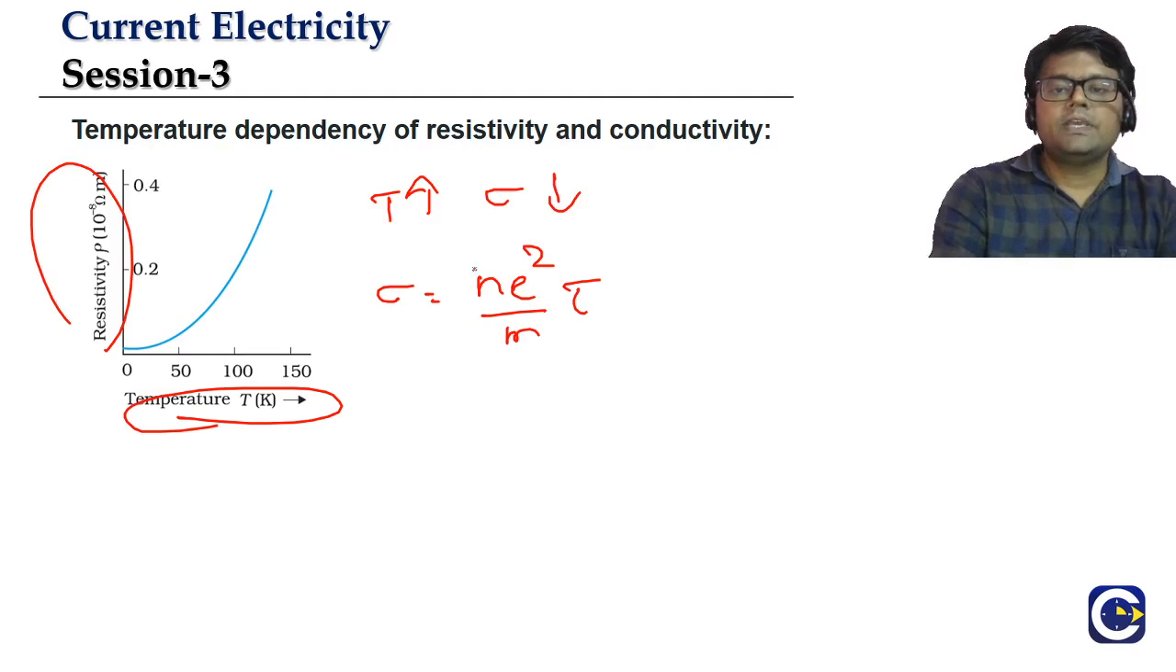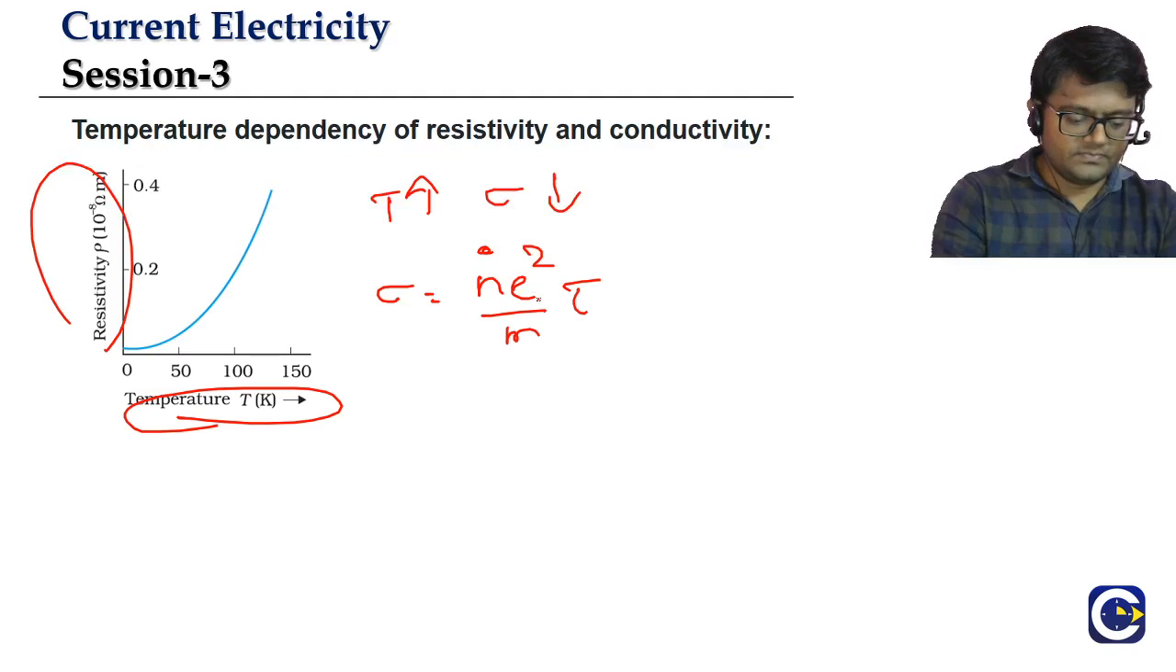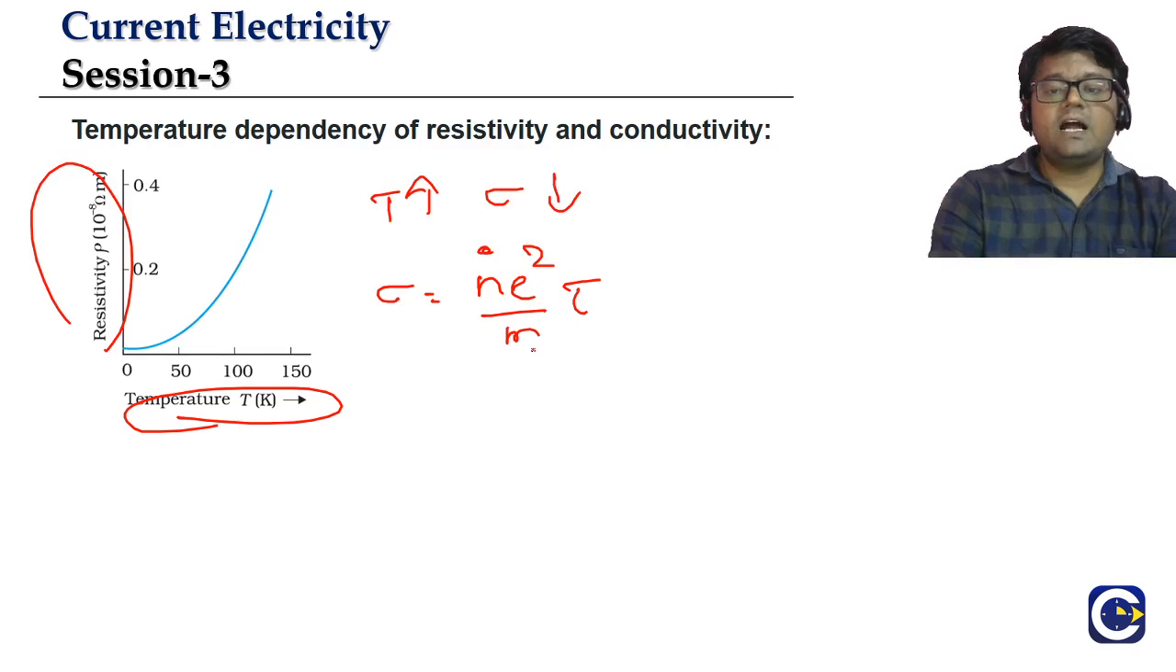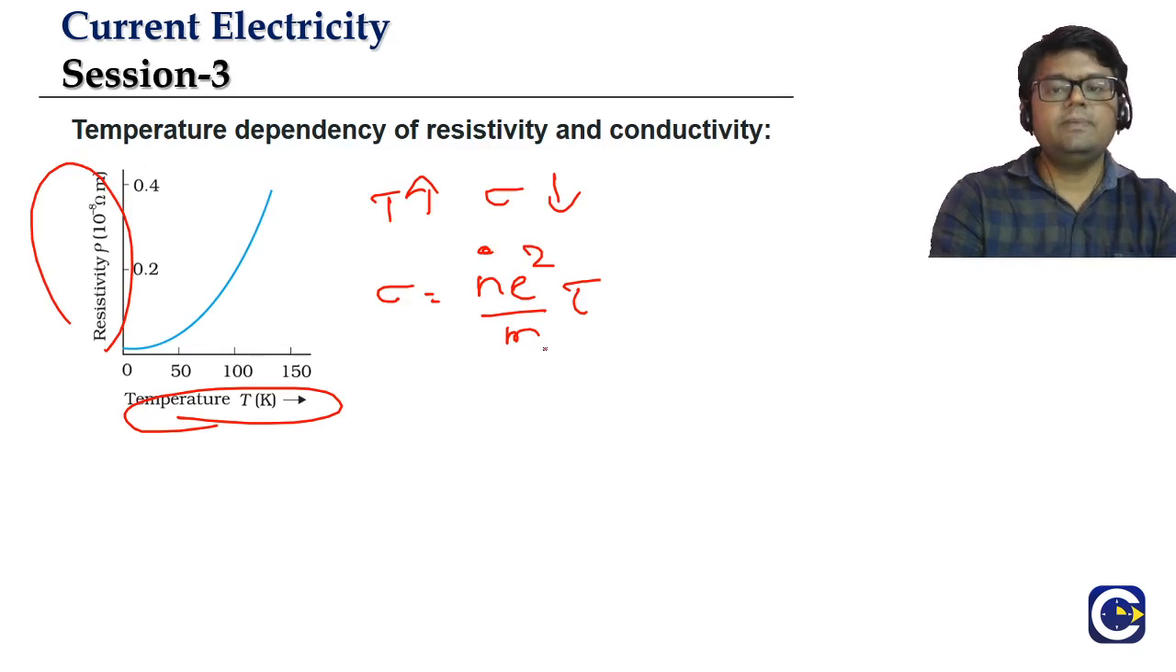Now for the metals, we said N is not going to be changing much with regard to temperature. E is anyway a constant, so E is not going to be changing, and M is the mass of electron, which also will not change. So E will be fixed, M also will be fixed, and the only thing that can change now is tau. Tau is the relaxation time. Already we have talked about it.